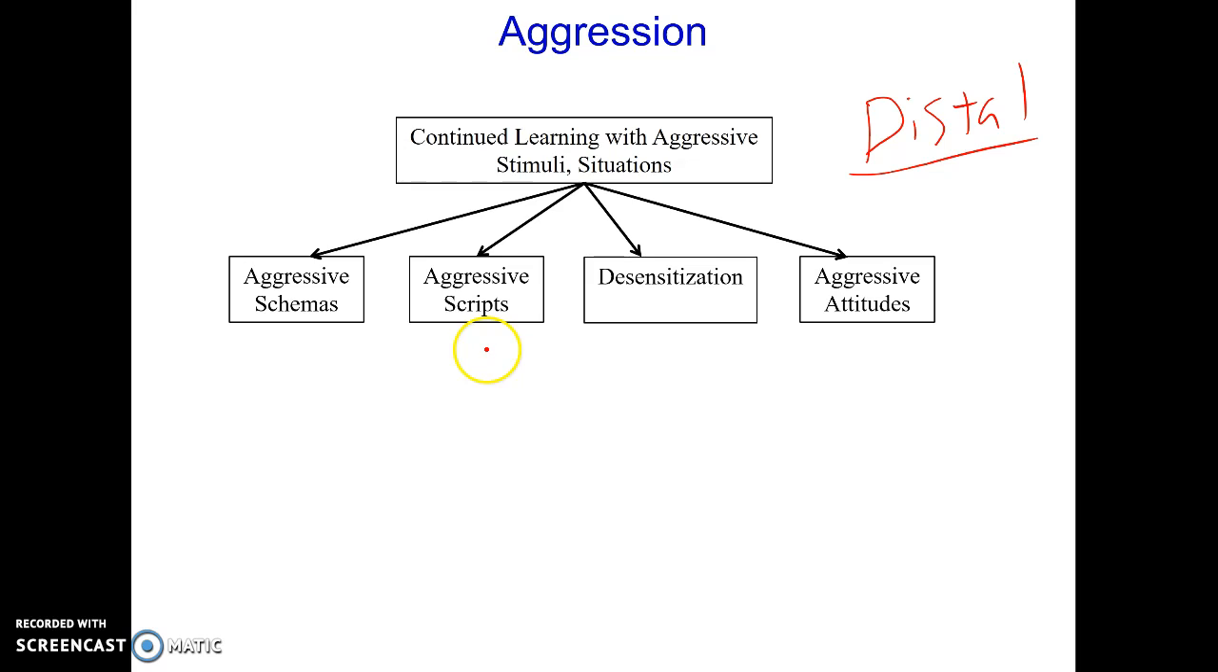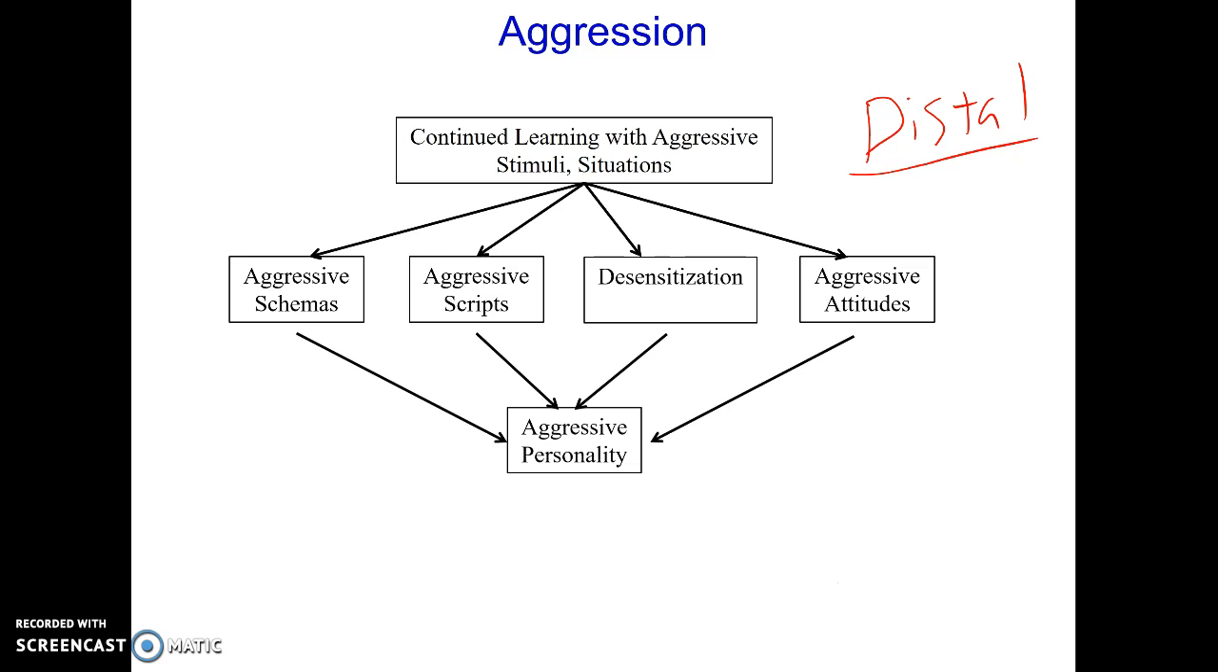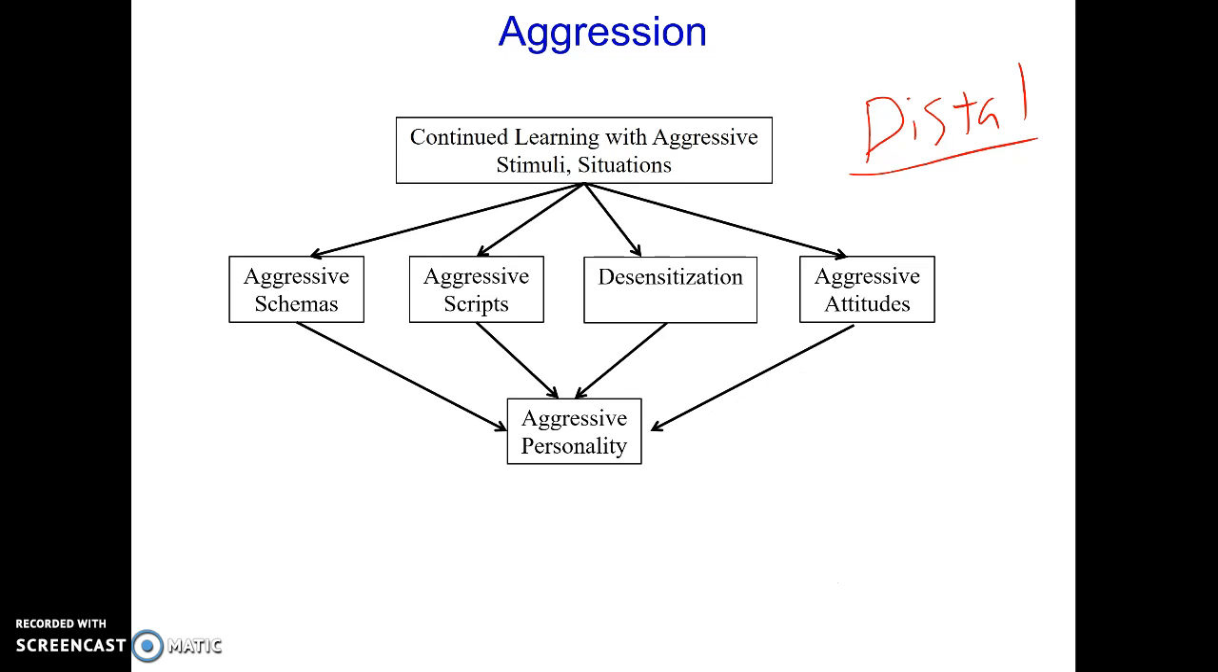So I often get asked, what do we need to know for the test on this type of thing? You need to know what these 4 things are and how we're going to define them. You already know scripts, schemas, and attitudes from the previous tests. Desensitization is the only new one, but do know that this only relates to aggression. Now, the more you have those 4 things, that's going to lead to your aggressive personality. It's going to make you an aggressive person.